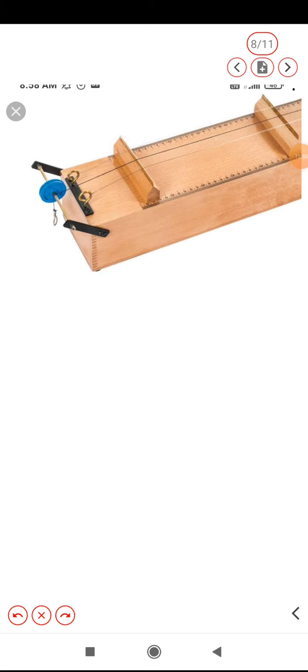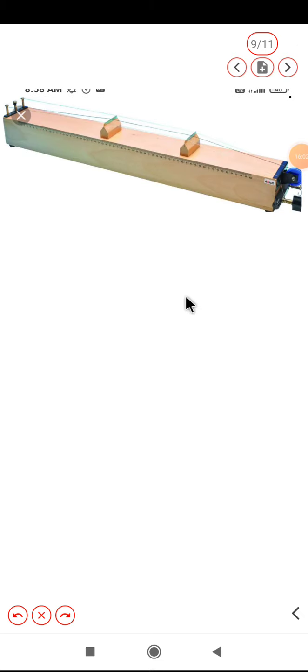ये रहा सोनोमीटर का पिक्चर. ठीक है, ये सोनोमीटर बॉक्स है. It's a hollow box, just like in guitar there is a sound box. As you can see, there are two knife edges and there are two strings they have used.